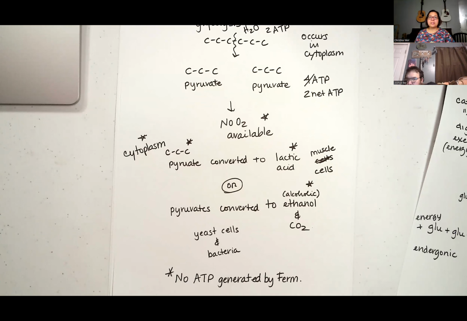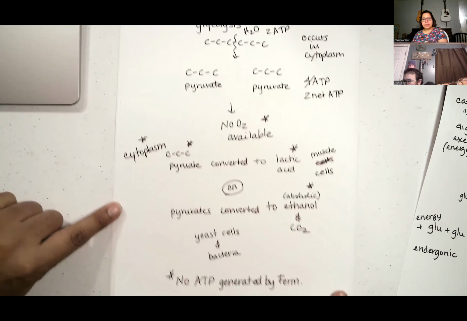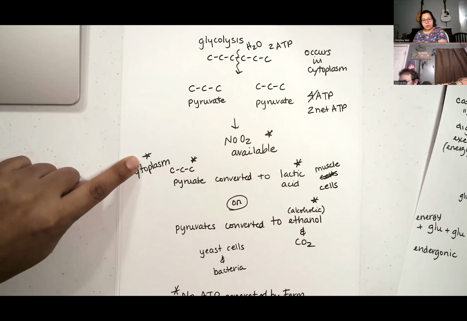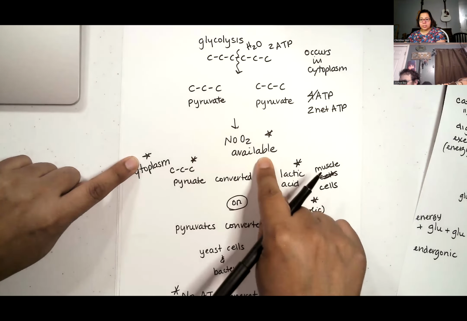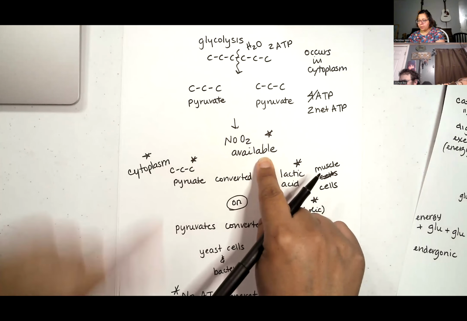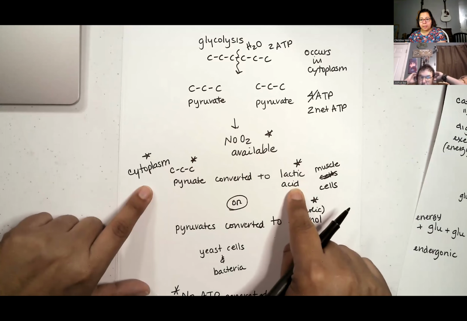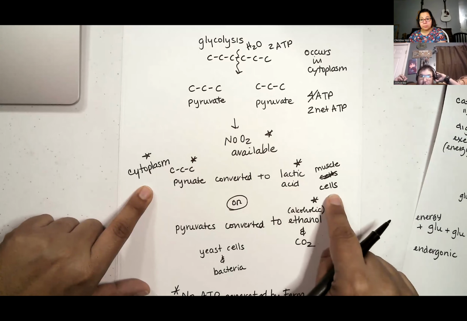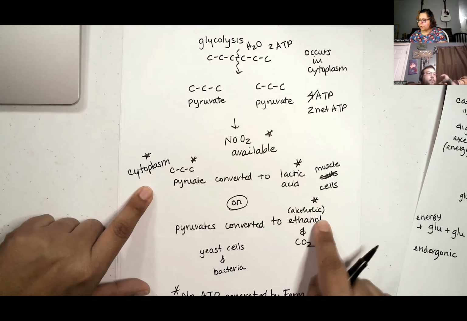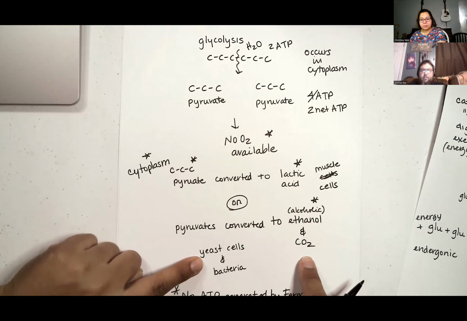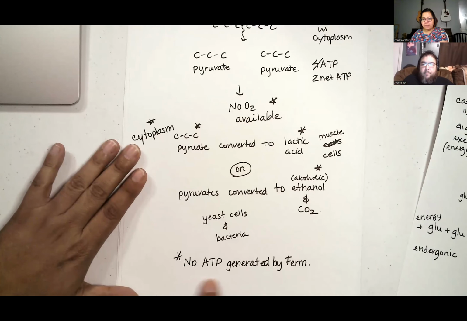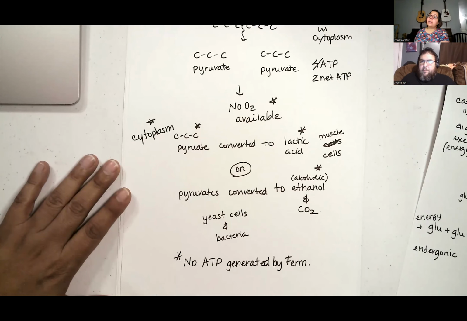So on your quiz or on your test associated with fermentation and aerobic respiration, you might see some questions like, where does fermentation occur? What conditions are required? What do you need to start it? What are your end products? Who produces those types of end products? And how much ATP is generated by fermentation? None.